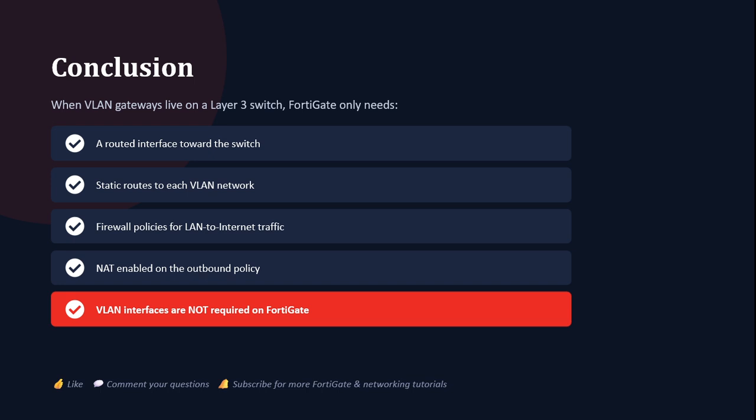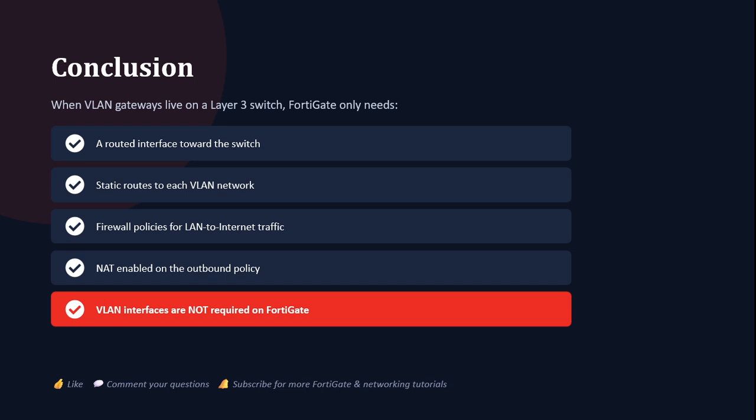Wherever VLAN gateways are configured on a layer 3 switch, the FortiGate only needs a routed interface, static routes to the VLAN networks, firewall policies and NAT configuration. The VLAN interfaces themselves are not required on the FortiGate. This topic is very common in enterprise deployments and makes an excellent practical FortiGate networking tutorial.